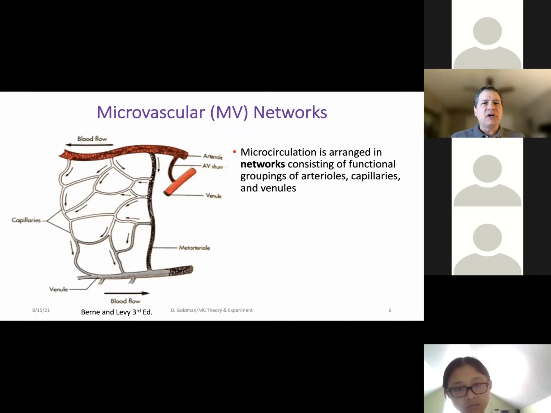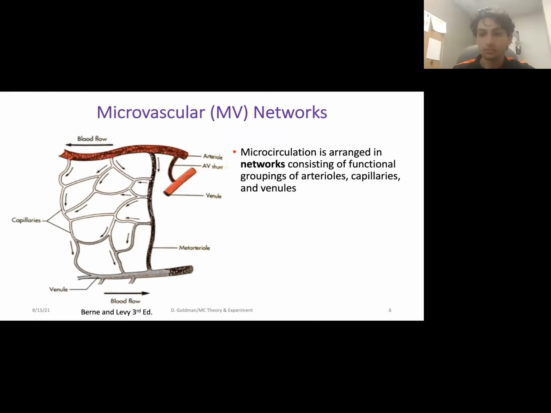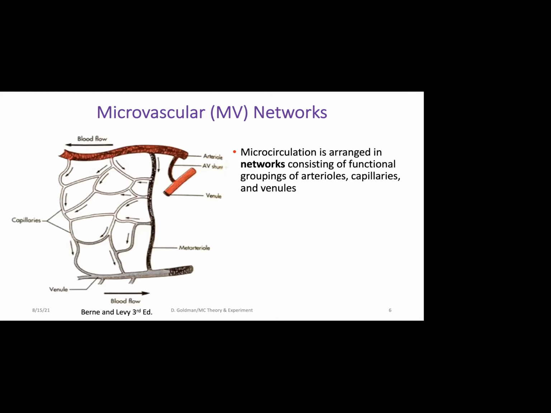Okay, and so another important thing about the microcirculation is that we talk about networks. The microcirculation is arranged into networks or functional groupings of vessels, so of arterioles, capillaries, and venules. Over here, you see a very classic schematic that you might see in a physiology book of an arteriole supplying a bunch of capillaries, and then the capillaries are being drained by this venule.